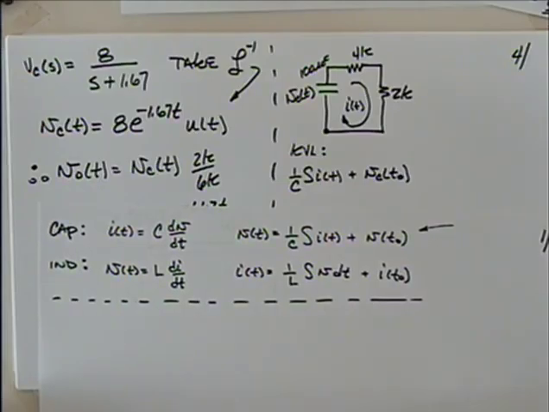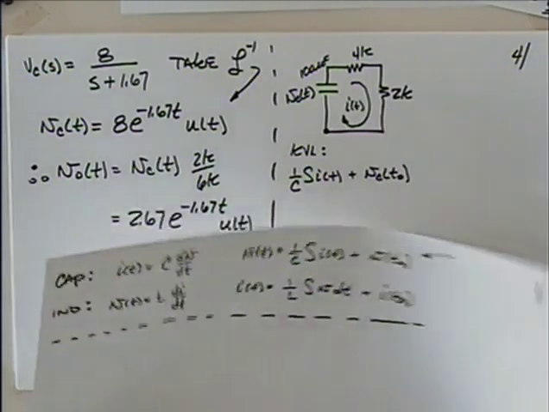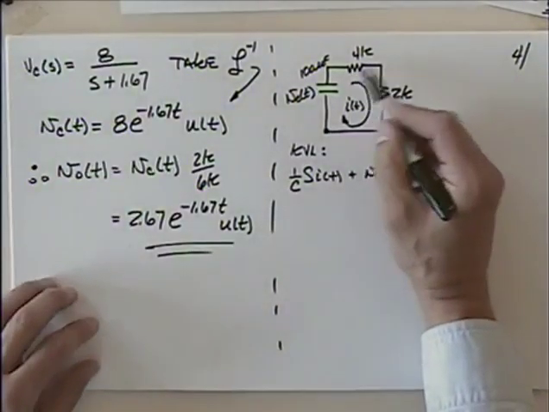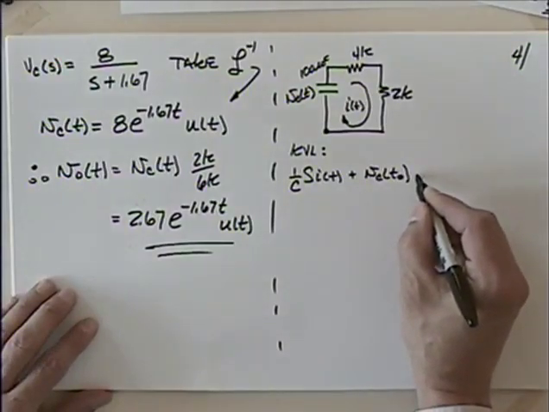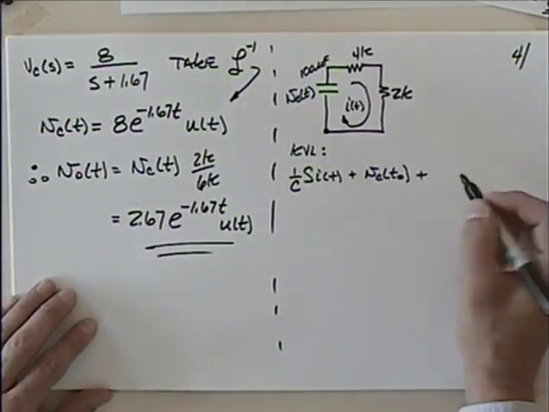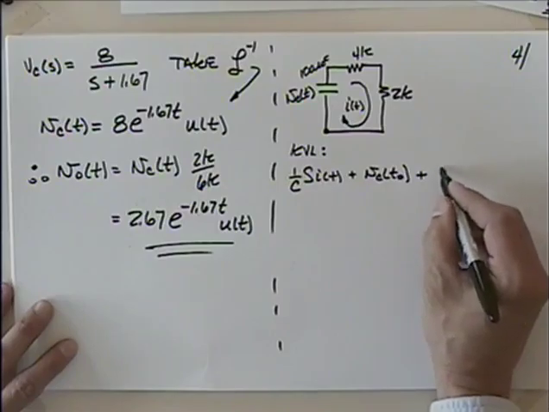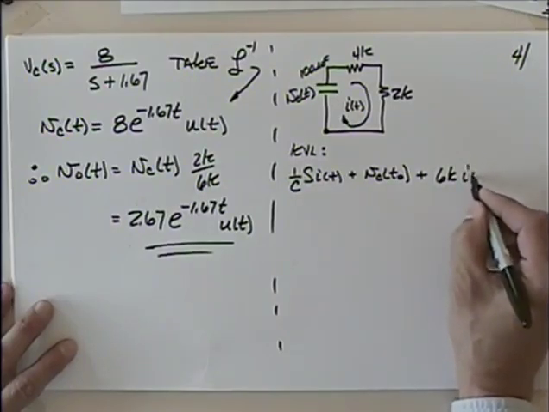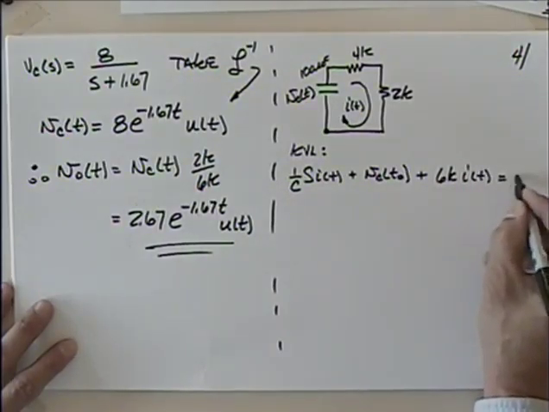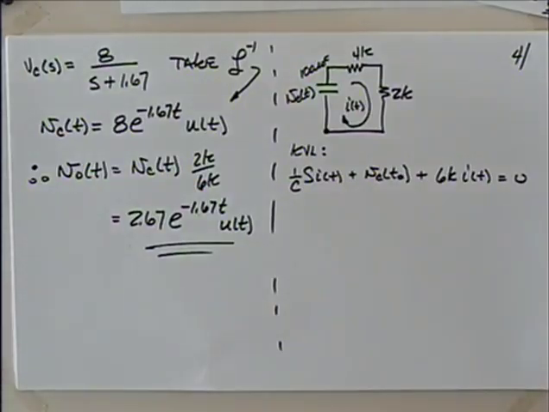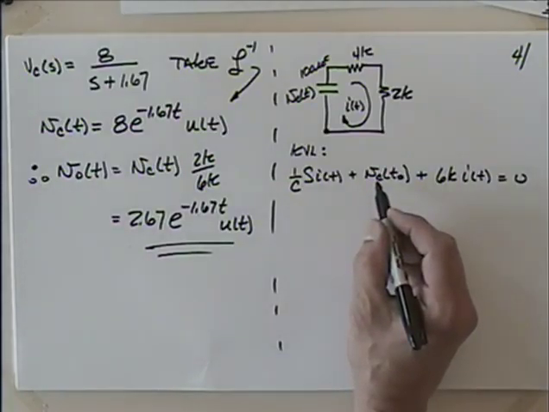Everyone's okay with that? So that's that piece. And then as I go around, I've got a drop across those. I can combine the 2 and the 4, that's obviously 6. So I'll say this is 6k times I of t. That gets me back to my starting point, and I can say that's equal to 0. Now I've got it all in terms of current except for this one.